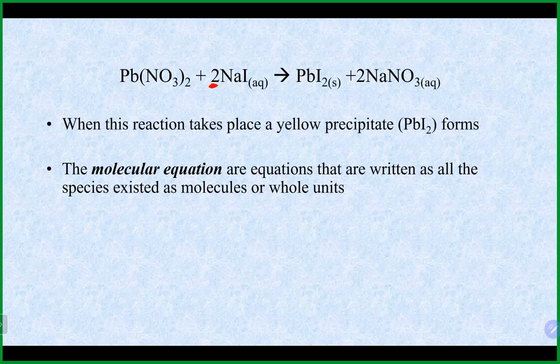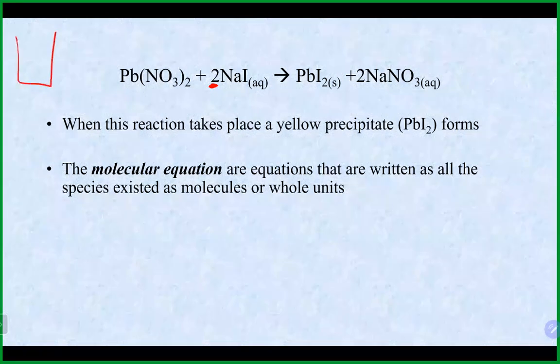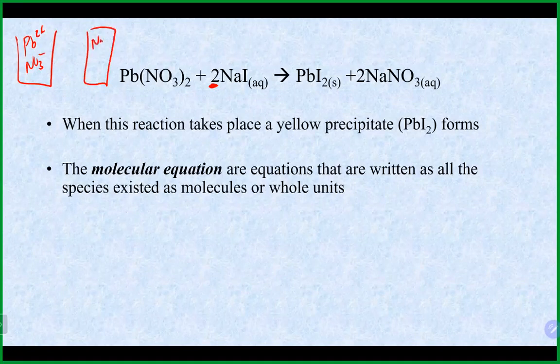In this case, you have some lead(II) ions and some nitrate floating around, and in the other container, you have some sodium ions and some iodide ions floating around. You're going to mix both of these together, so you really have 4 different ions floating around. And what's going to happen is, again, the positive ion on one side is going to switch over to the negative ion on the other.